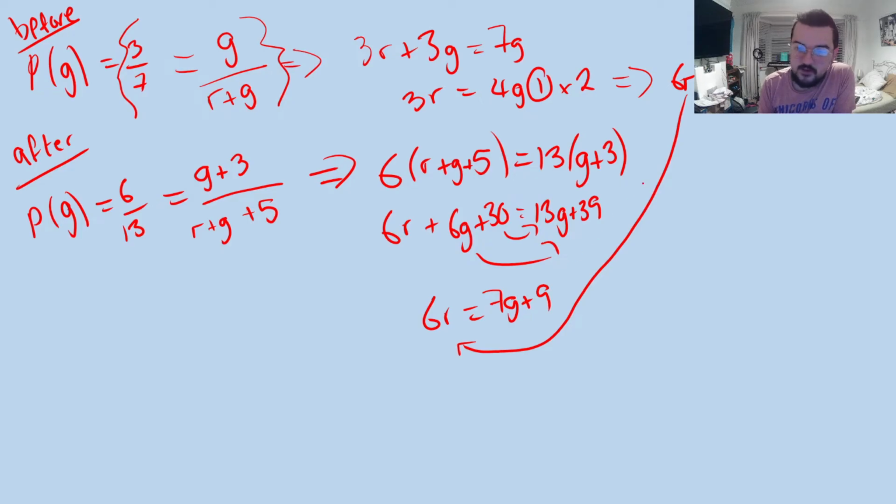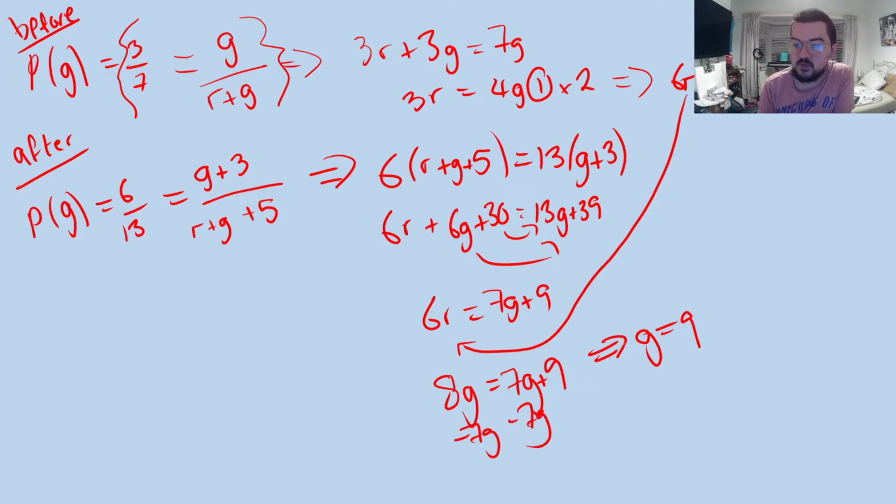Yeah, sorry, so now what we do, we have 8G equals 6R, we have 7G plus 9 is 6R. So what we're going to do, we're going to replace 6R with 8G. We're going to say that 8G equals 7G plus 9. And this gives us G equals 9. We take 7G off both sides, we get G equals 9. So we know the original number of green counters now. We know that there were 9 green counters originally in the bag.